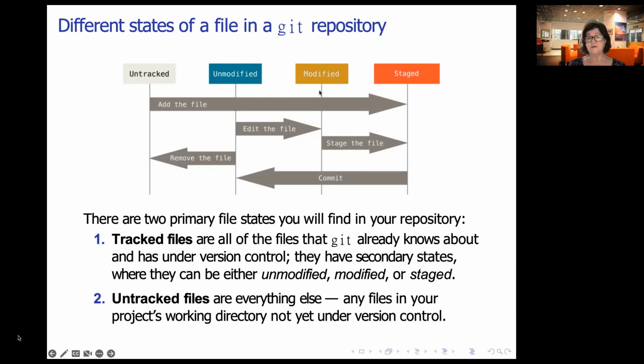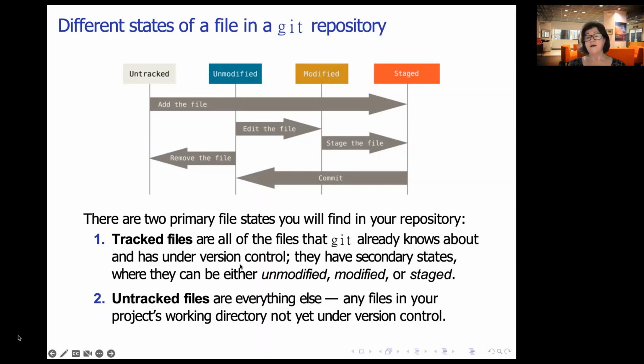I don't have to stage every file I've changed. Mostly you do, but if I choose not to, it'll just sit there as modified. Once I stage the files, then I run the command to commit, and I could choose to remove this file if I want to later on, but I have to let Git know if I remove anything. So tracked files are all the files that Git knows about and has under version control. And untracked files are everything else.